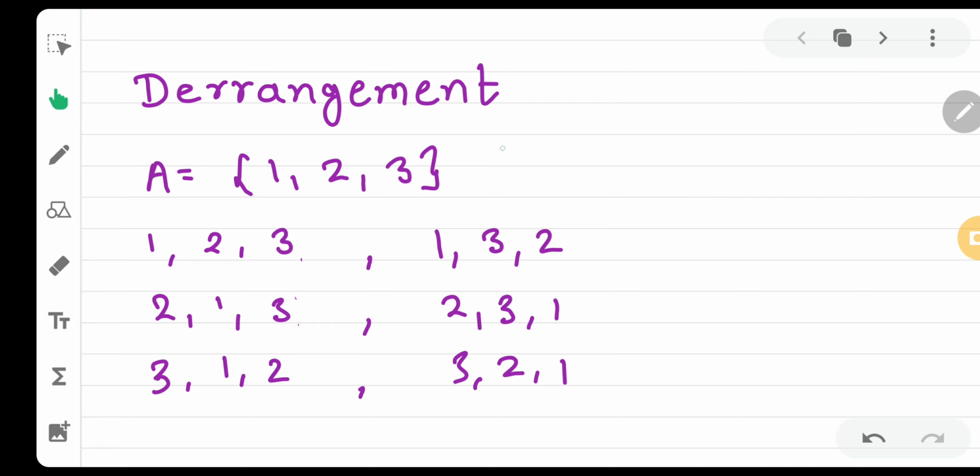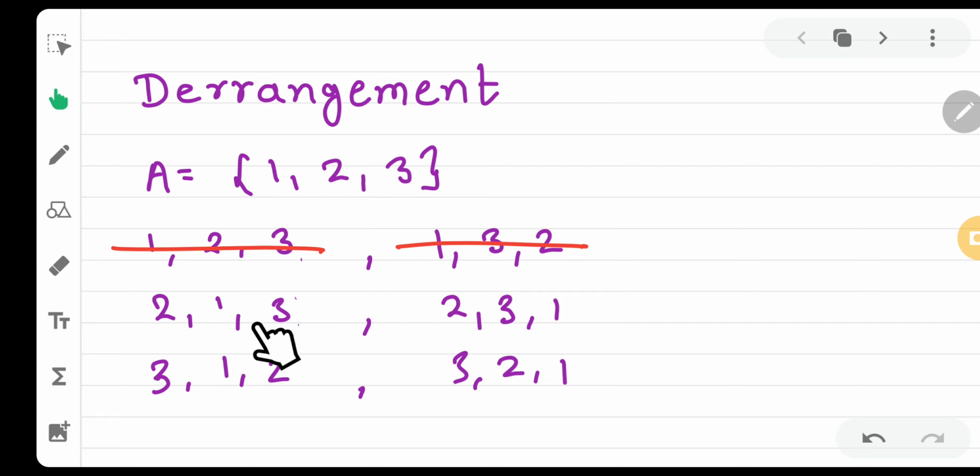But then what is derangement? Derangement means in the arrangements you should not have the element at its original position. What does it mean? It means 1 is at position 1. So in the arrangements you should never get 1 at its original position, that is position number 1. So while choosing the derangement options, you should cancel this 1, 2, 3 because 1 is present at its original position. Also you should cancel this 1, 3, 2 because 1 is present at its original position.